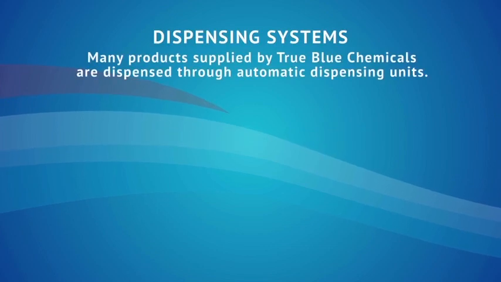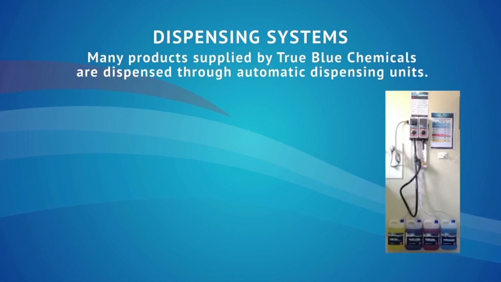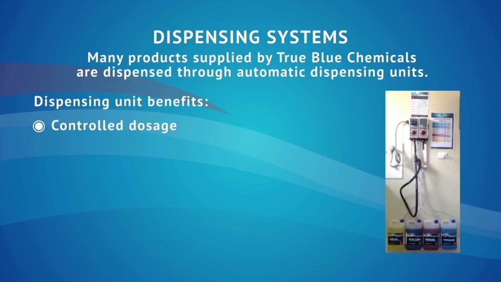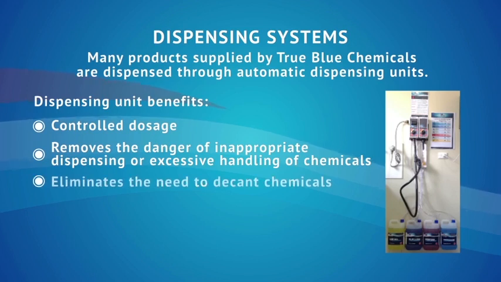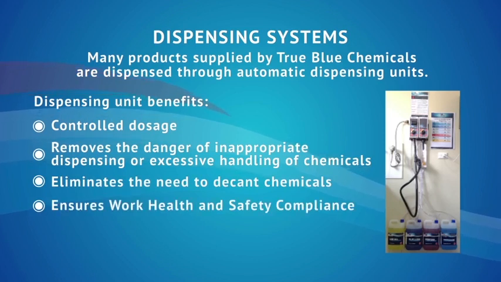Many products supplied by True Blue Chemicals are dispensed through automatic dispensing units, which provide many advantages, including controlled dosage so that chemicals don't get overused or underused to achieve the intended result. It also removes the danger of inappropriate dispensing or excessive manual handling, reducing the risk of a chemical accident. It eliminates the need to decant chemicals and ensures compliance with work health and safety rules.